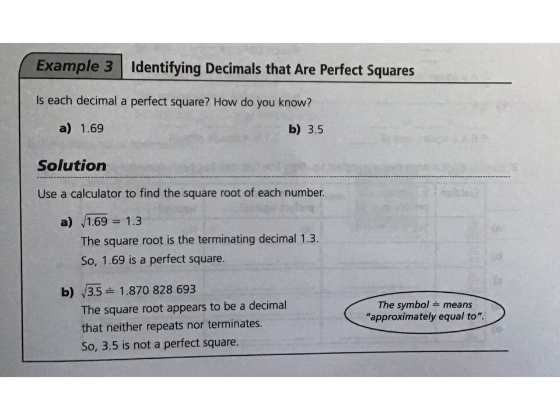If you use your calculator for 1.69, taking the square root, you would get 1.3. So 1.3 terminates, it ends. Because it ends, 1.69 is considered a perfect square. For the next one, 3.5, taking the square root with your calculator gives you a decimal that does not repeat and does not end, so you would say that this is not a perfect square.